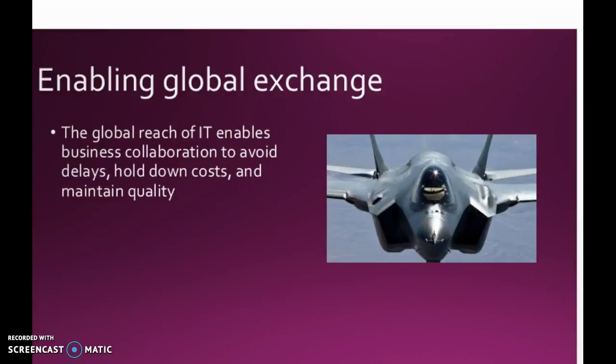The global reach of IT can be seen through Lockheed Martin's contract for producing Joint Strike Fighters for the United States, Britain, Italy, Denmark, Canada, and Norway. Over 20 years, Lockheed Martin interacts with 70 U.S. and 18 international subcontractors at about 190 locations to complete this project. Honestly, I believe this picture is of that fighter, but I'm not 100% certain. This global exchange helps avoid delays, reduce costs, and maintain quality.